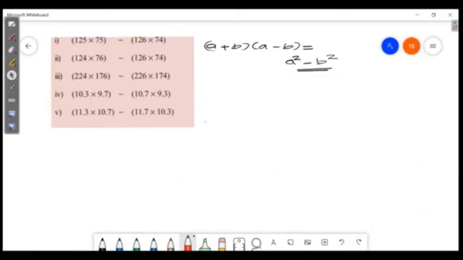is 224 into 176 minus 226 into 174. That is 224 into 176 minus 226 into 174. So first we can write 224 as 200 plus 24 and 176 as 200 minus 24.